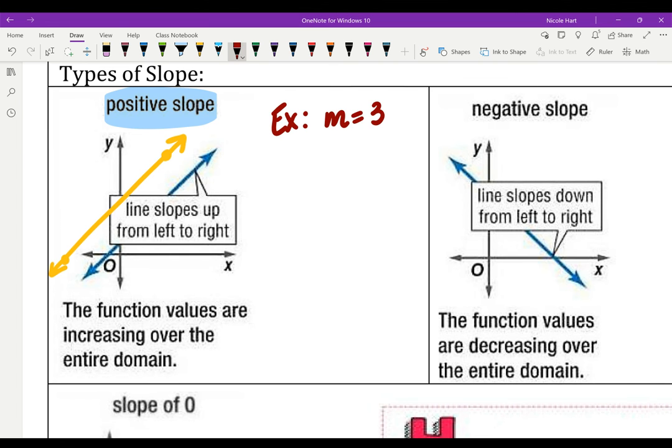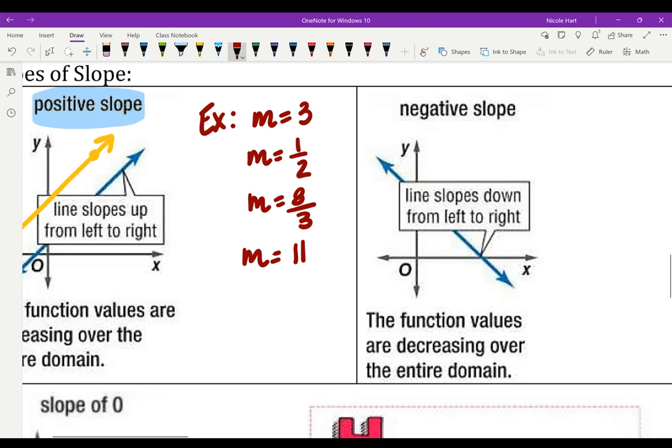Some examples of positive slopes that you might see are a slope of 3 or a slope of 1/2. Fractions can be positive and negative. So just the fraction of 1/2 is a positive slope. You could have a slope of 8/3, or perhaps you could have a slope of just 11. You could have a very extreme slope of 11.